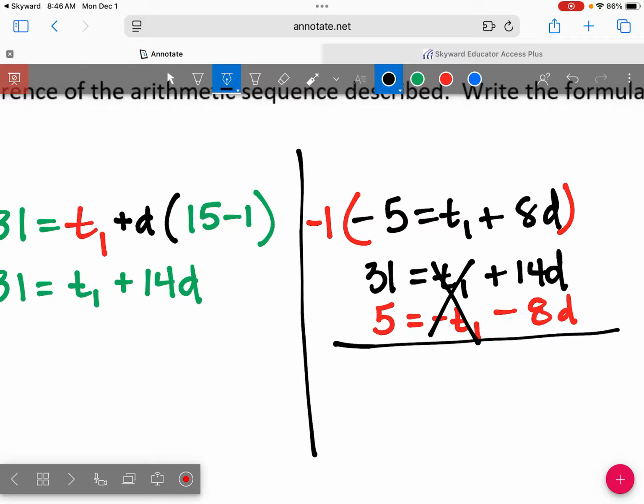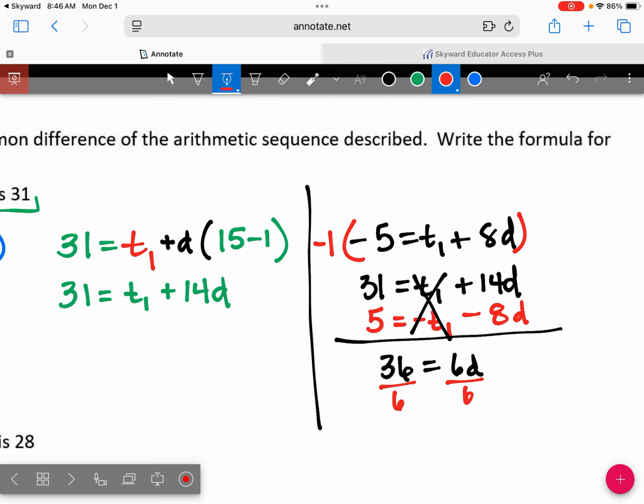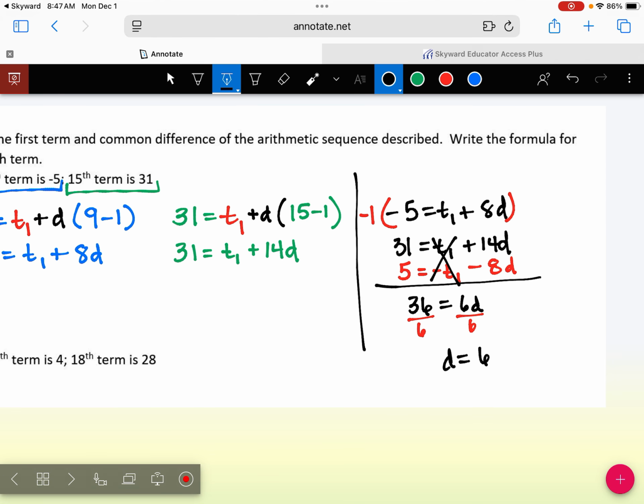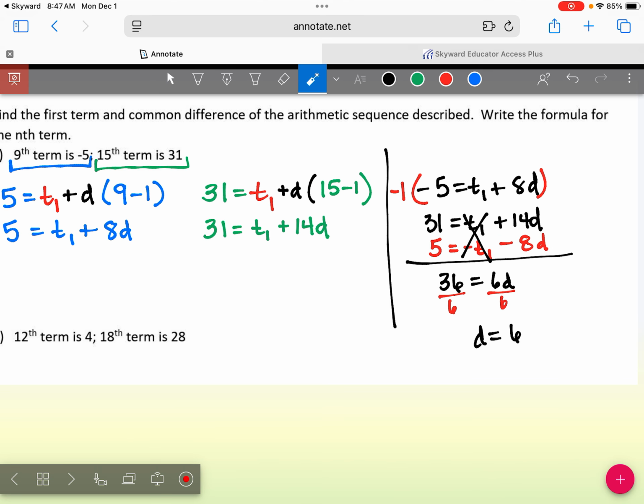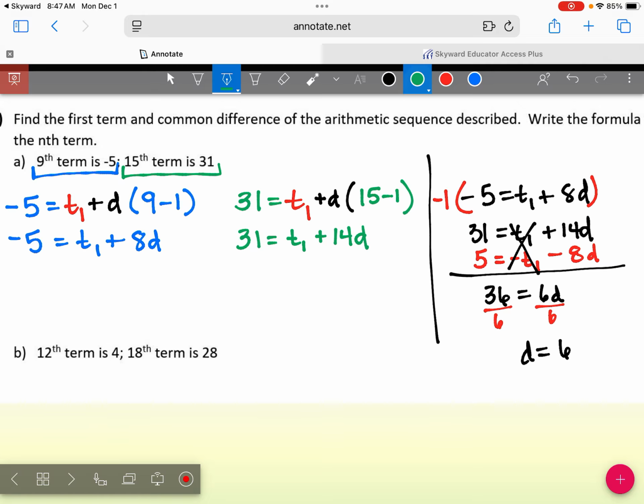So what's 31 plus 5 would be what? 36 equals 14 minus 8, which is 6D. Go ahead, divide both sides by 6. So what would be my common difference? Common difference is 6. Now it's up to you to decide which one of these you want to use to find the first term. I'm going to go with the green one though. No reason why though. So I'm going to use this one over here to solve for the first term.